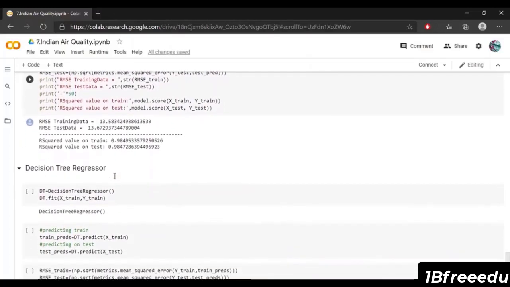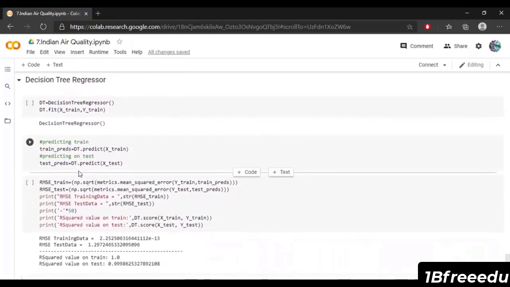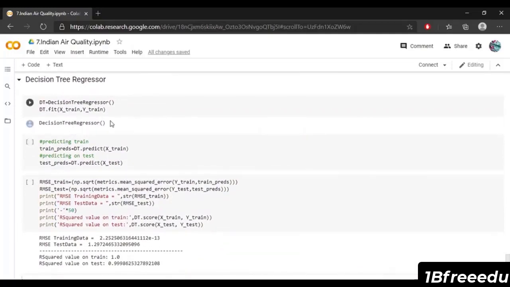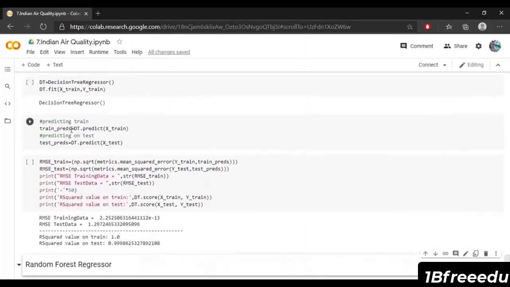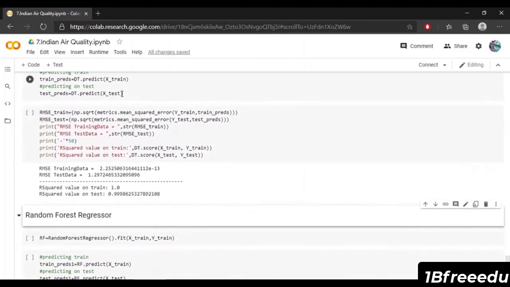But let us go ahead and check the other 2 regressor models, which are our decision tree regressor and the random forest regressor. And this is our decision tree regressor. Again, the same thing has been followed here. We have used the decision tree regressor, and we have fit the model on X train and Y train. What the decision tree will do is create a model in the form of a tree structure, and it will break down a data set into smaller and smaller subsets. Then we have predicted with this decision tree on X train, and on X test.